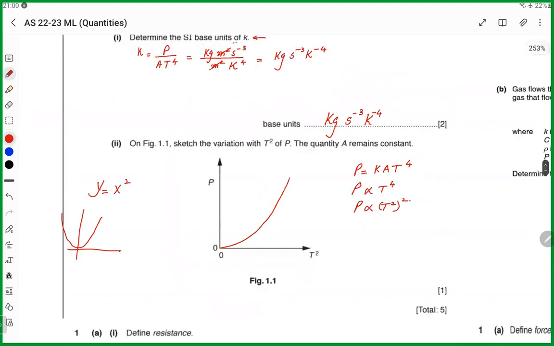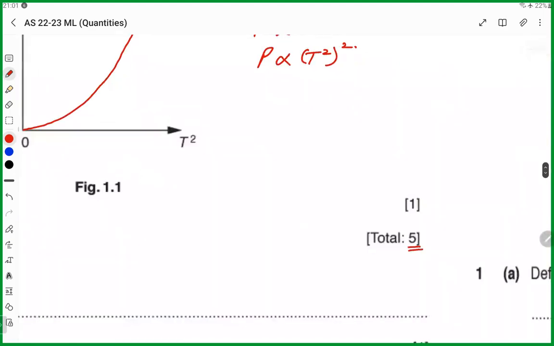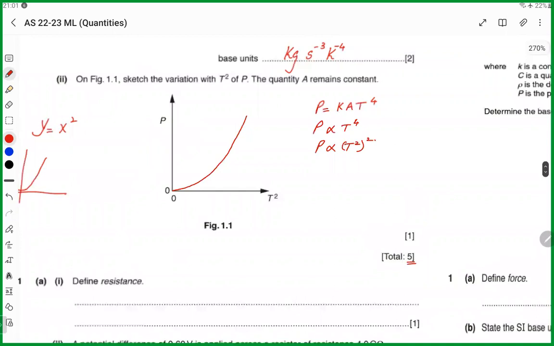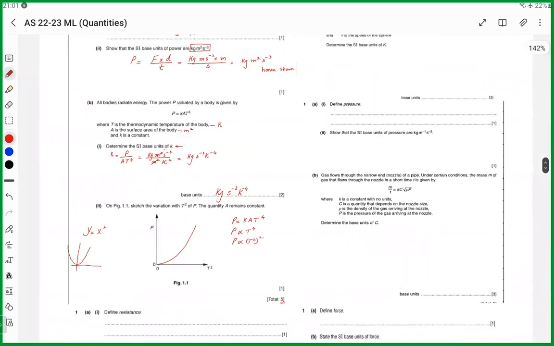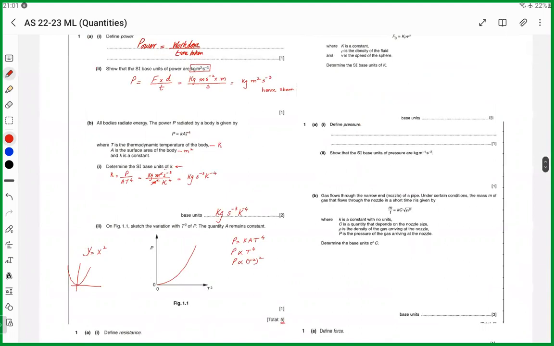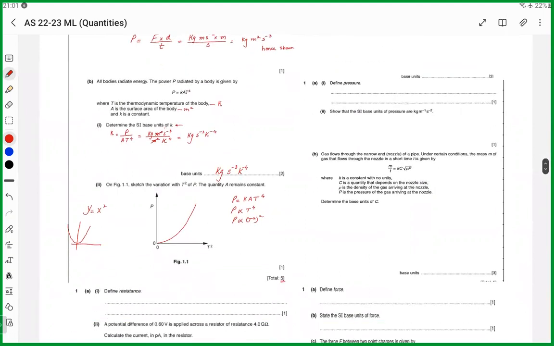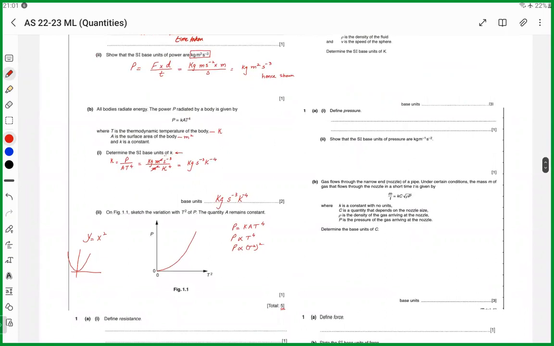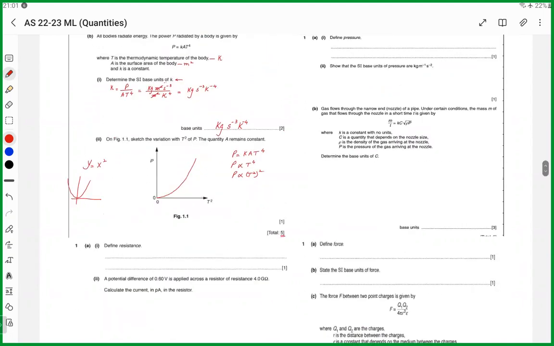So how many of you got 5 marks in this question? Anyone? No? Sir, I got 4. Okay, good. So which part did you get wrong? Graph? Yes, the graph. Okay. Now, moving on.